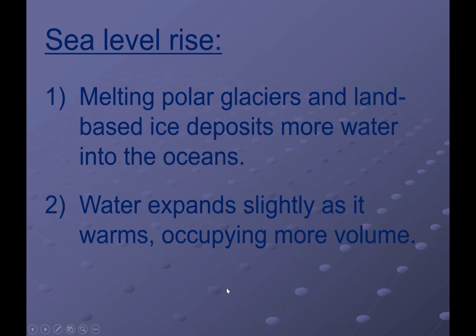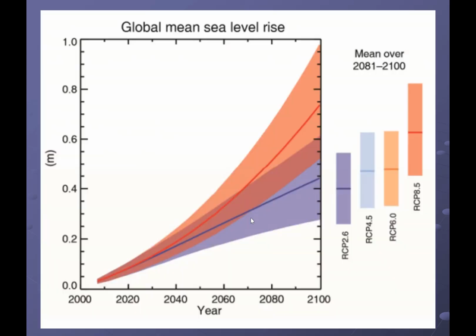Right? The sea level is gradually going to rise because we are melting more solid ice deposits. Water also expands slightly as we get warmer, so it's going to take up a little bit more volume. Here's a graph plotting the next 80 years or so. It's plotting how many centimeters the sea level is going to increase based on different modeling.